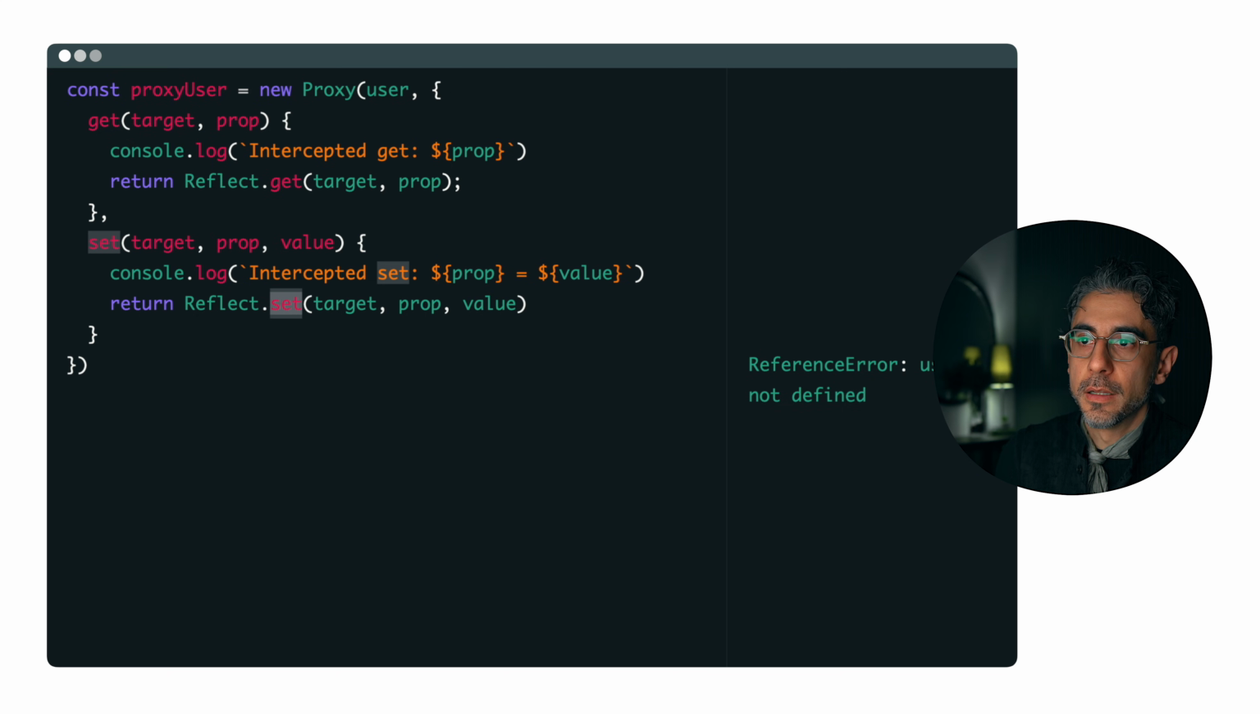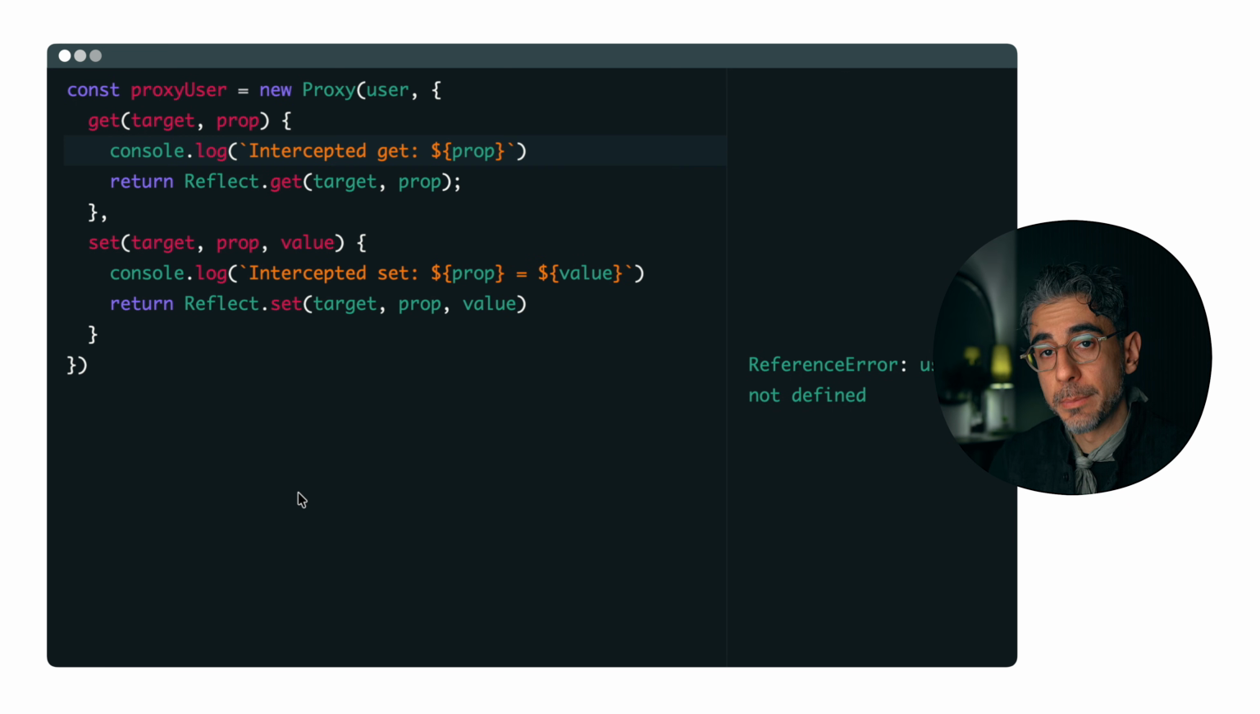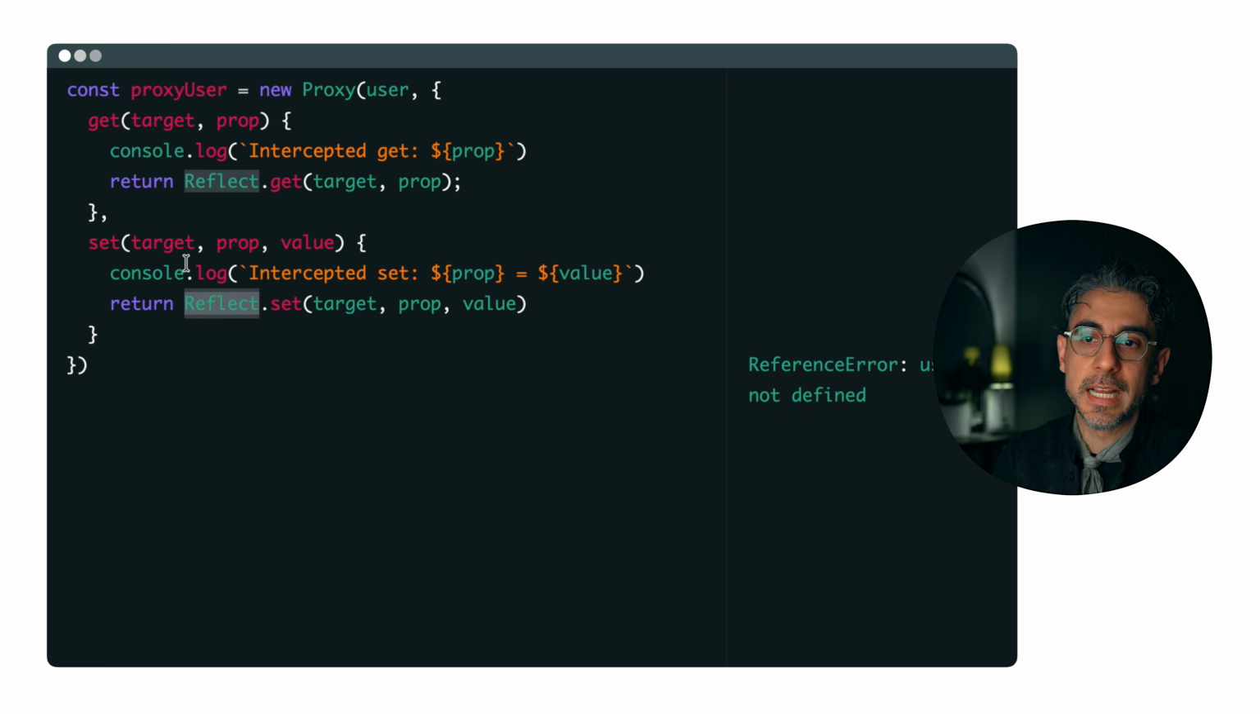I should probably dedicate a whole video to Reflect, but for now, all you need to know is that this is the preferred way to perform operations on objects when you're using proxies. You should use Reflect get and set. I tried to do a little research on why that is. I didn't really get a practical, satisfying explanation other than, it's cleaner, it's safer.